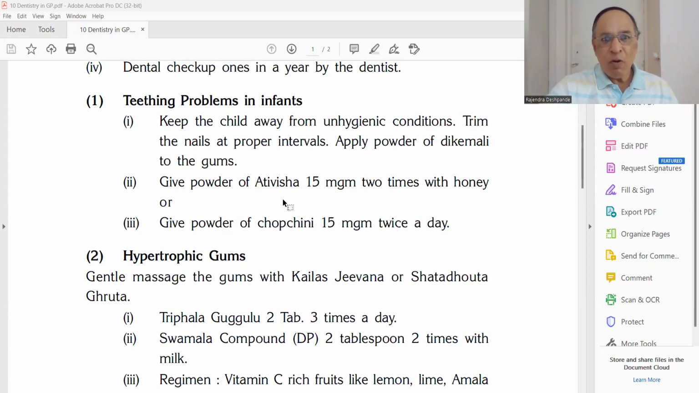Okay. Then give the powder of Ativish 15 milligram 2 times a day with honey, or give the powder of Chopuchini 15 milligram twice a day to make the bones and teeth stronger in infants.